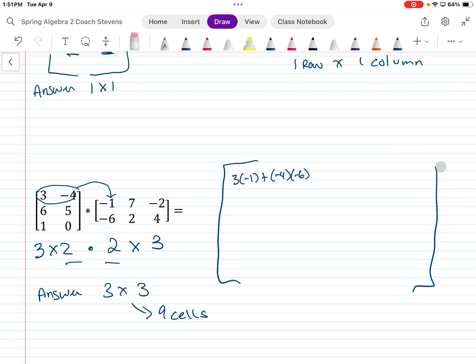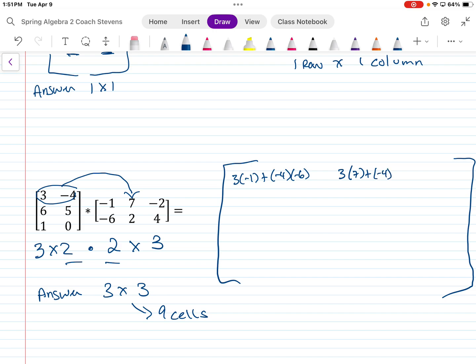So I'm going to erase my column because I'm writing really big. I'm going to write the far side there and make it a little bit wider. All right, then the middle. Now on the middle top row, we would take our 3 times -4, multiply it by the second column. So that would be 3 times 7 plus -4 times 2.